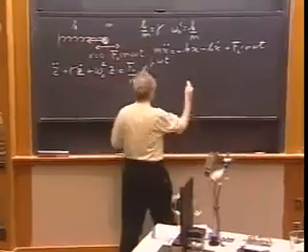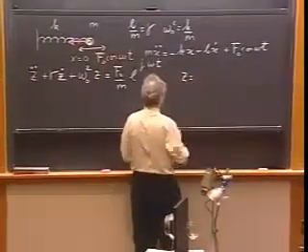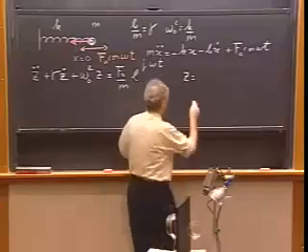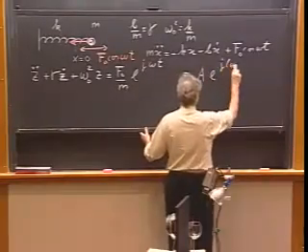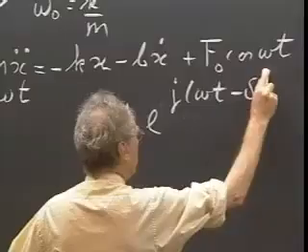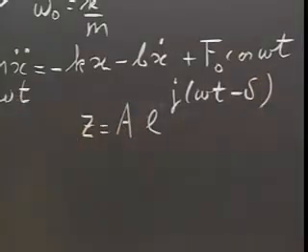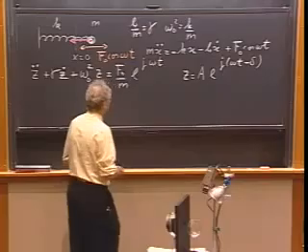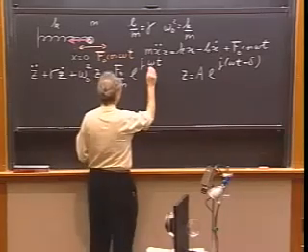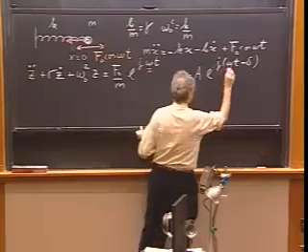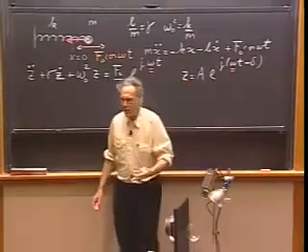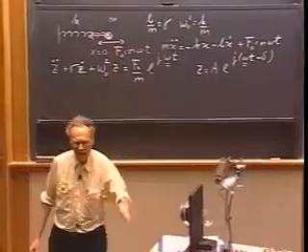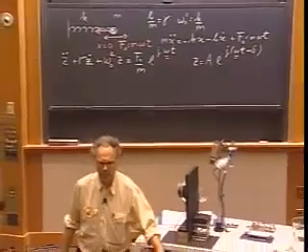My trial function for z, which is in complex notation, is some amplitude A times e to the power j omega t minus delta. Now, crucial is that you understand why this omega and this omega are the same. This is the omega of my driving the system. That is my will that I impose on that system.